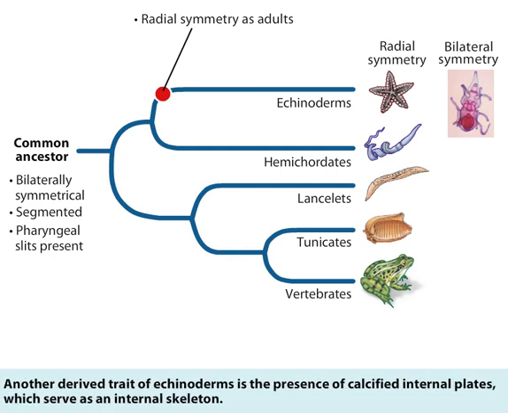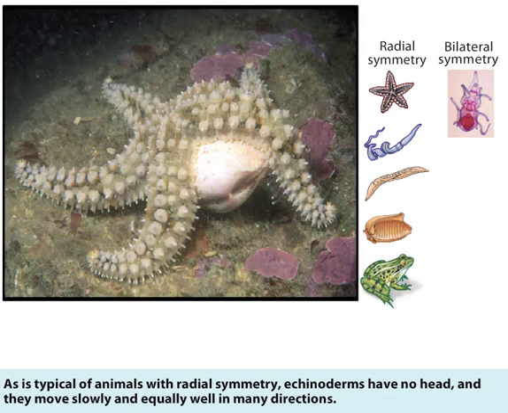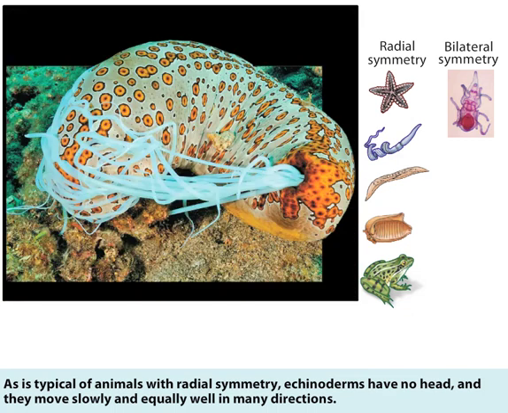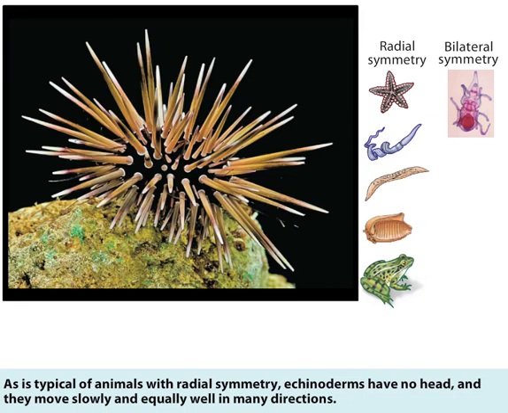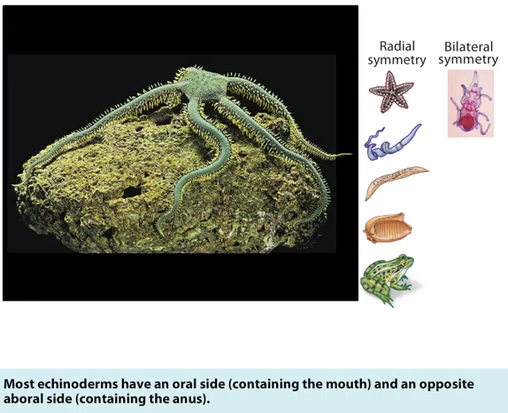Another derived trait of echinoderms is the presence of calcified internal plates, which serve as an internal skeleton. As is typical of animals with radial symmetry, echinoderms have no head, and they move slowly and equally well in many directions. Most echinoderms have an oral side, containing the mouth, and an opposite aboral side, containing the anus.